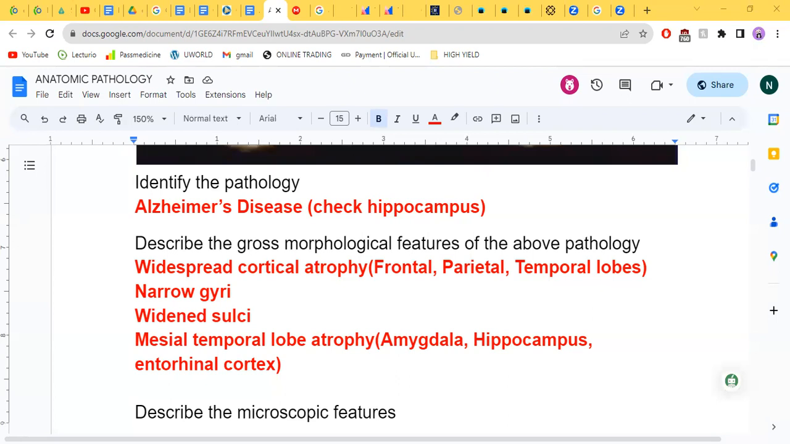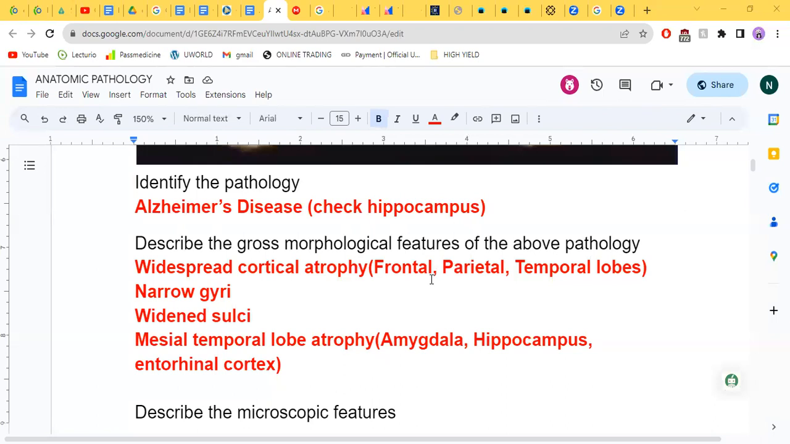Now, also for Alzheimer's, you'll notice that you have mesial temporal lobe atrophy. That is, the amygdala, hippocampus, and entorhinal cortex have also atrophied. So those are the two features that will enable you to differentiate between Alzheimer's and frontotemporal degeneration. For frontotemporal, the degeneration has only occurred in the frontal and temporal lobes, as is in the name. And in the mesial temporal lobe, the amygdala, hippocampus, and entorhinal cortex have atrophied in Alzheimer's.